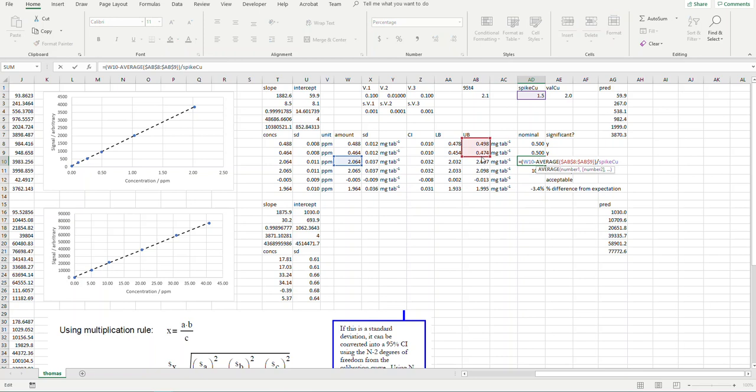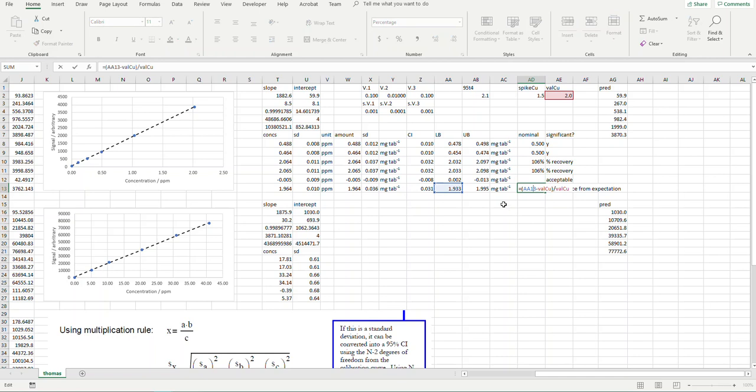used the upper bound of the CI for some reason here, and I'm supposed to use the amount, the average amount of the spikes. So that, and then this guy here is also going to use that. So that gives us a smaller percent recovery there.